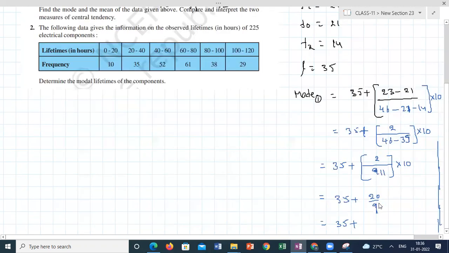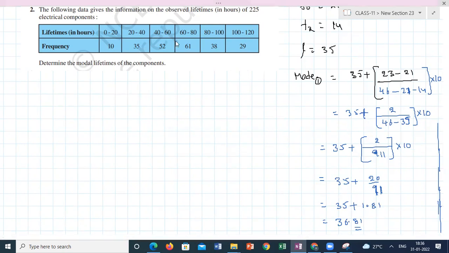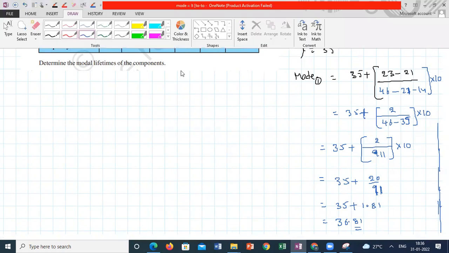Same for the second question also. What is the modal class for the second question? I'm writing in red color for the second question. This is the modal class, 60 to 80. So H is equal to 20, L is equal to 60.